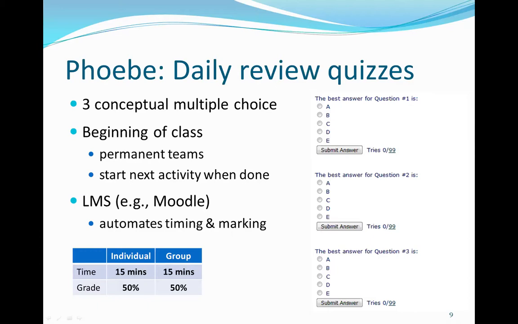I know other colleagues have done them through Moodle. So I just give generic quiz questions: the best answer for number 1, the best answer for number 2, the best answer for number 3. It keeps it very simple. And I distribute the actual quiz questions as a PDF. The students complete them individually in about 15 minutes, and then it shifts automatically through the learning management system, for example, Moodle, to the group stage.